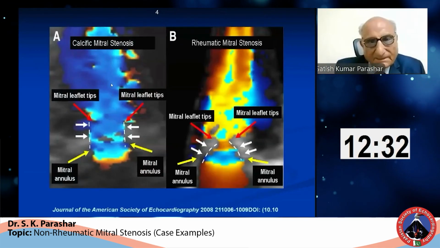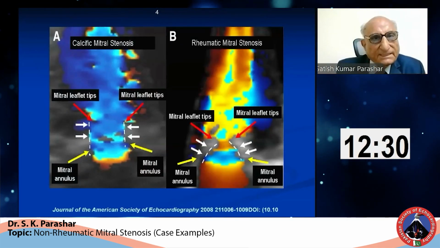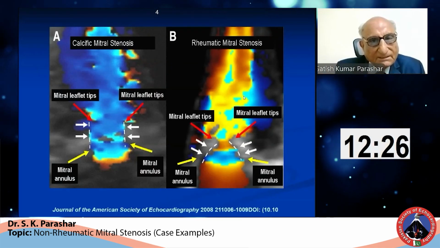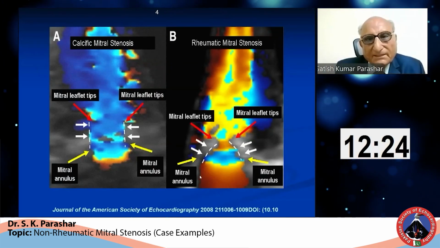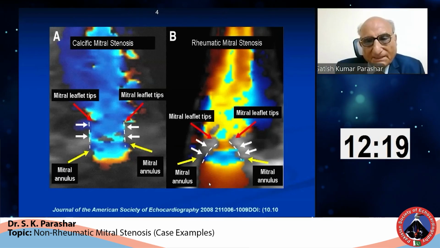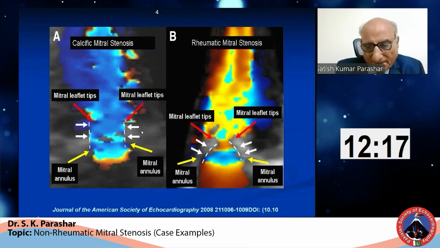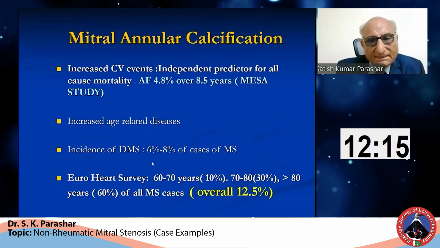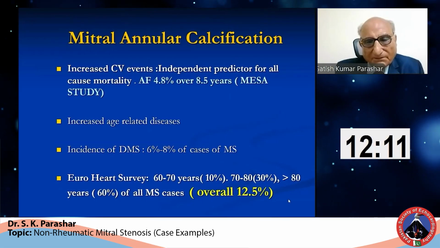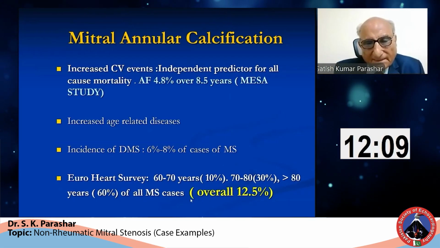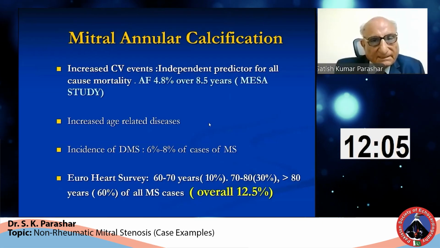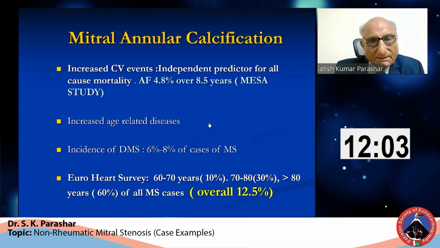For example, just you see, a calcific mitral stenosis is a disease of the annulus and not of the leaflets, while the rheumatic mitral stenosis is a disease of the leaflets but not of the annulus. So this is the basic difference. Now, the incidence in various studies has been varying, but it is overall 12.5% of all cases of mitral stenosis.